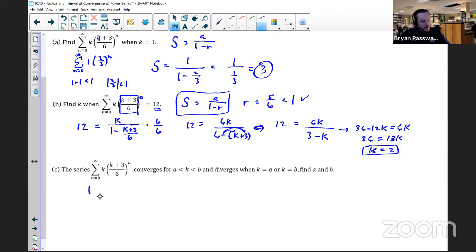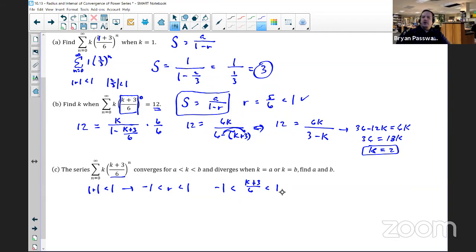Well, remember, a geometric series converges when the absolute value of r is less than 1. Another way of writing that, to solve an absolute value problem like this, is that r is between -1 and 1. So if this is our r value here, we can say that -1 is less than (k+3)/6, which is less than 1.